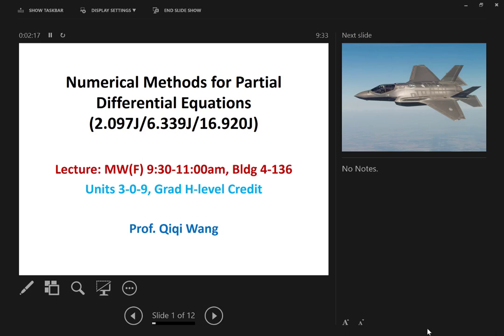All right. This class, Numerical Methods for Partial Differential Equations, is listed with three numbers. That means people in the classroom come from very different backgrounds. It's listed in course 2, which is mechanical engineering, course 6, electrical engineering and computer science, and course 16, aerospace engineering. And usually there are also people from physics and mathematics taking this class. Before I begin, I just want to tell you a little bit about why we are teaching this class and what you expect to learn from it.